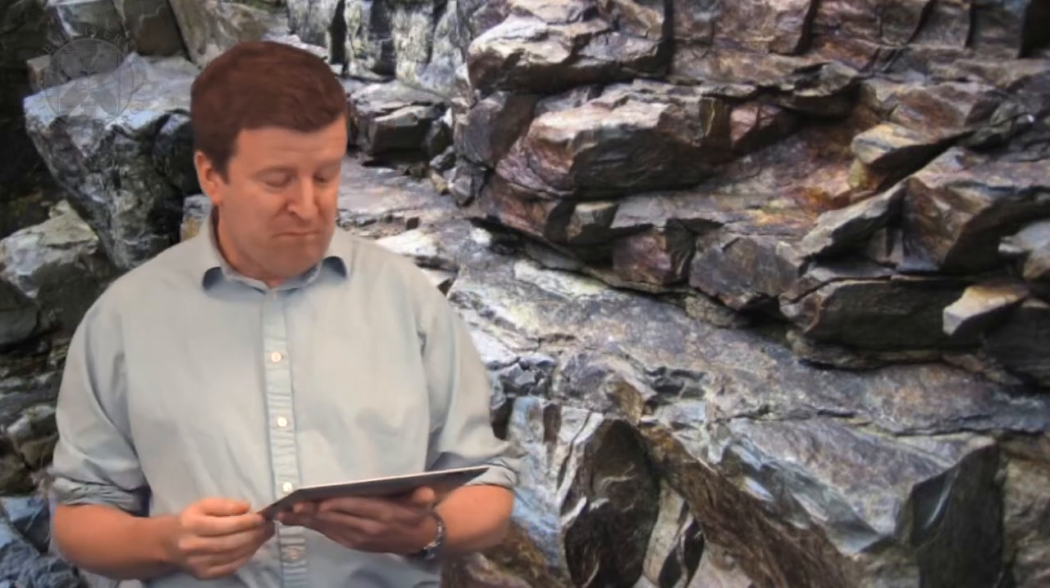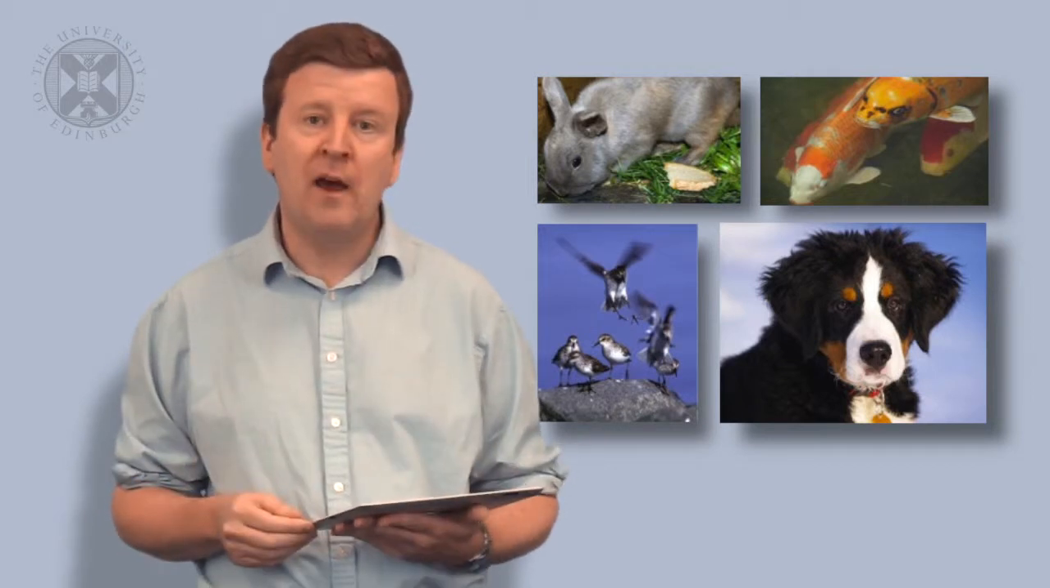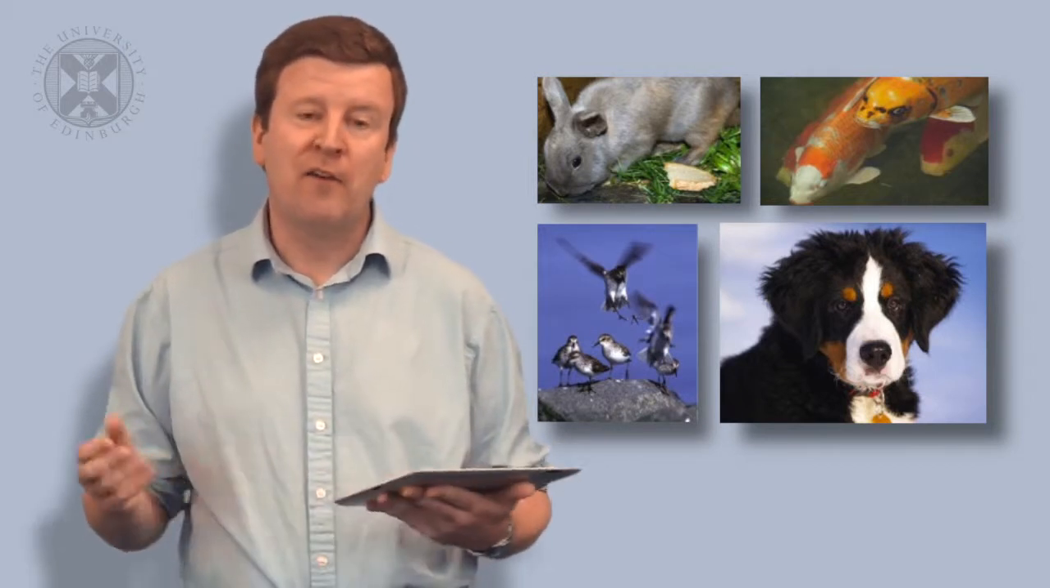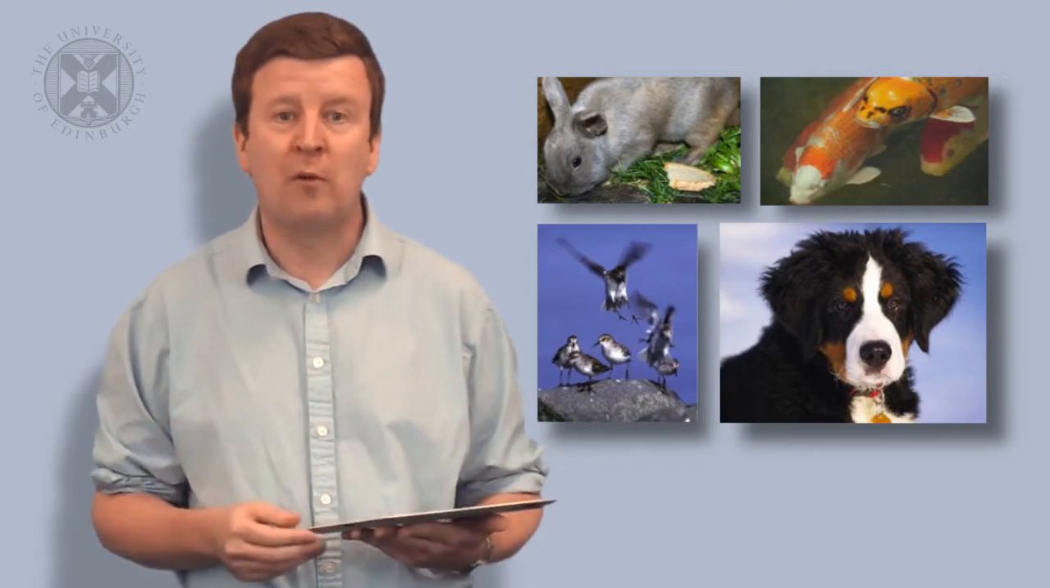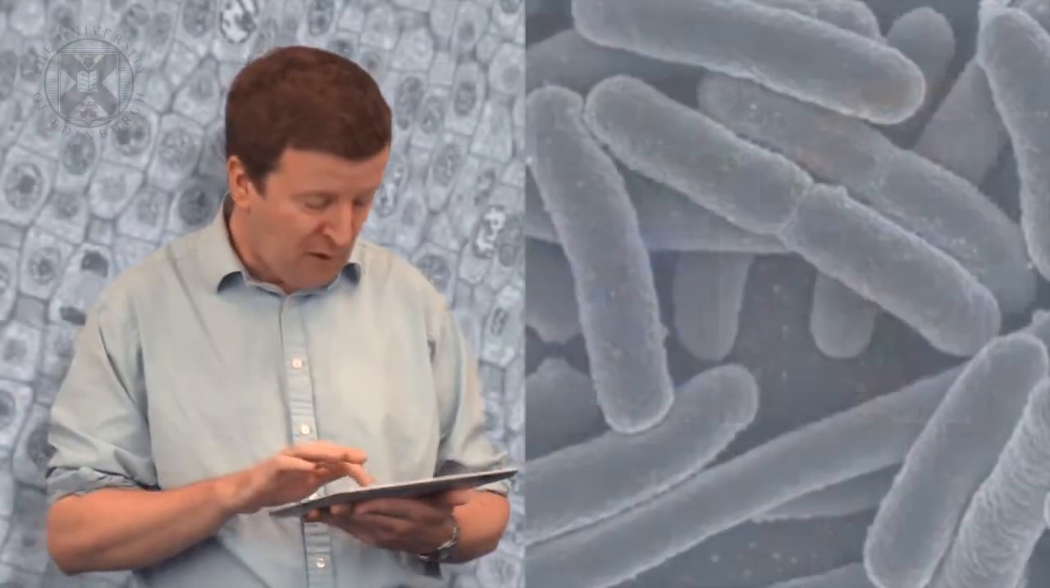So life looks very diverse and it looks very unrelated. And when you look at it at a large scale, particularly the sorts of organisms that you can see with the naked eye, such as these ones here, it may look like that diversity makes life very complex to understand, and indeed life is very complex. But at its core, it's very, very simple.